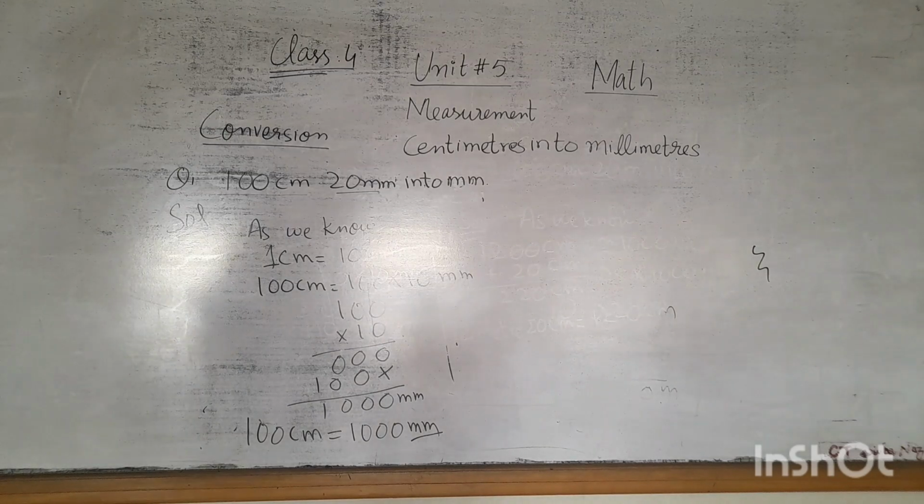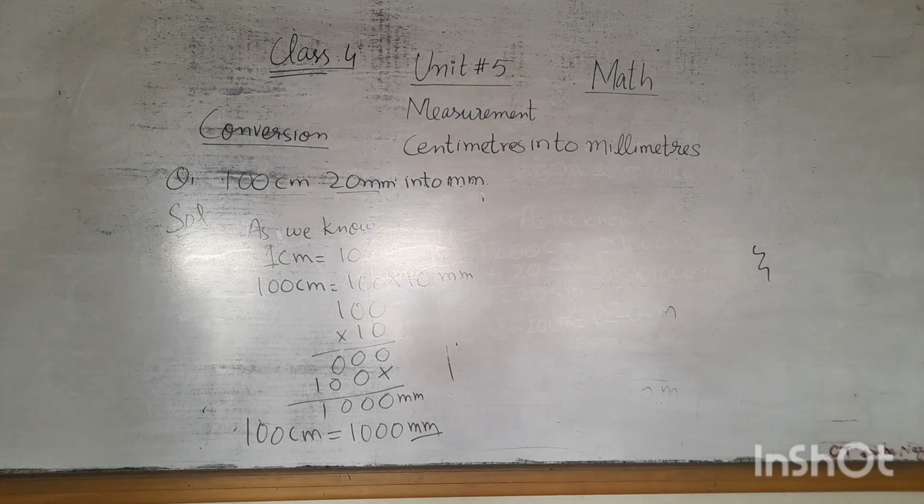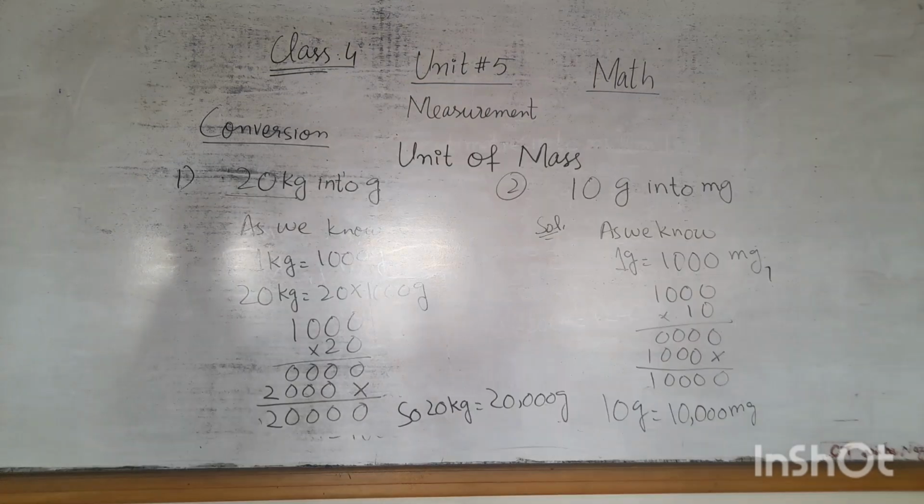So first we convert 100 centimeter into millimeter, and then we add 20 millimeter, because after conversion we have 1000 millimeter and our next unit is 20 millimeter. So we add the same lengths. So this is a method how to convert units of length into different measurements. 1 kilometer is equal to 1000 meter. Similarly, 1 meter is equal to 100 centimeter and 1 centimeter is equal to 10 millimeter. This is our today's lesson.